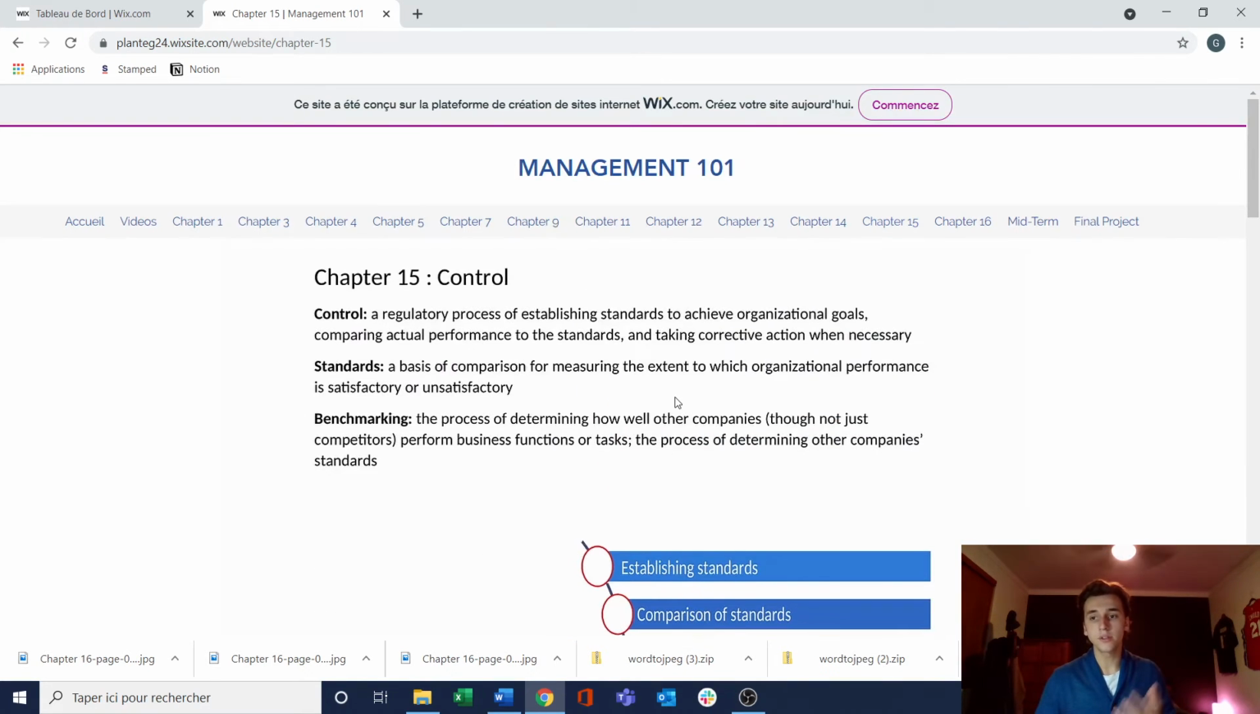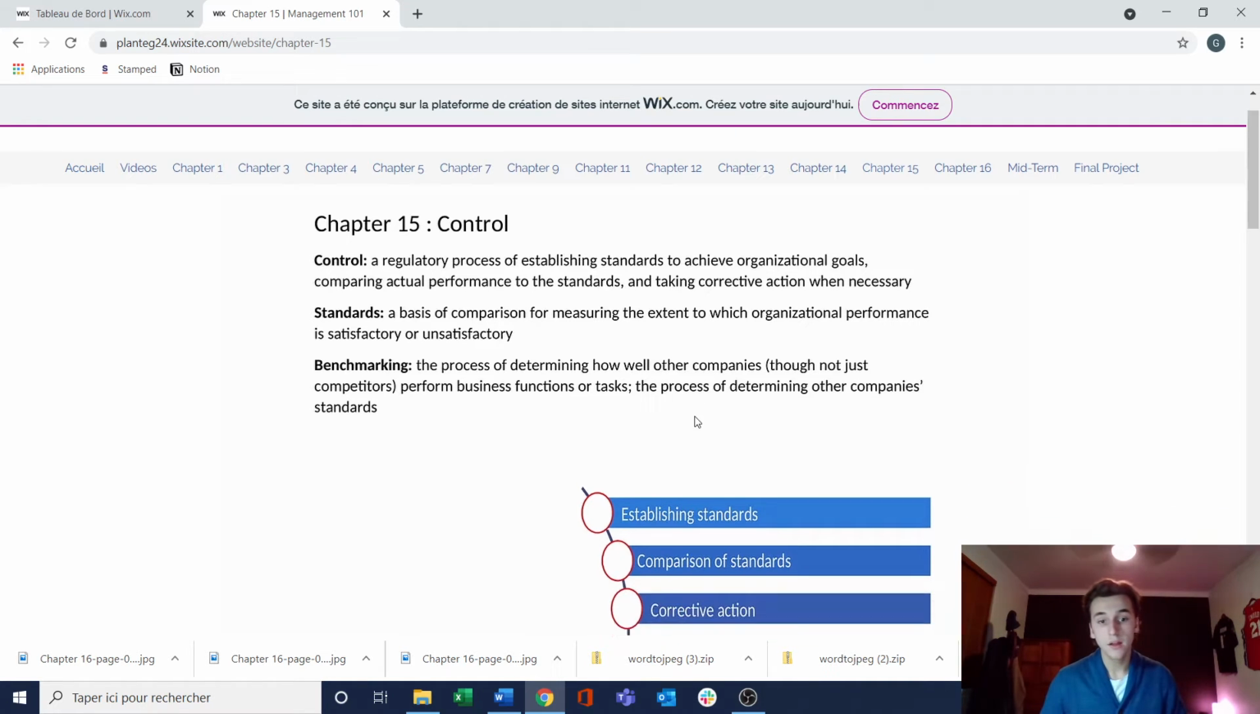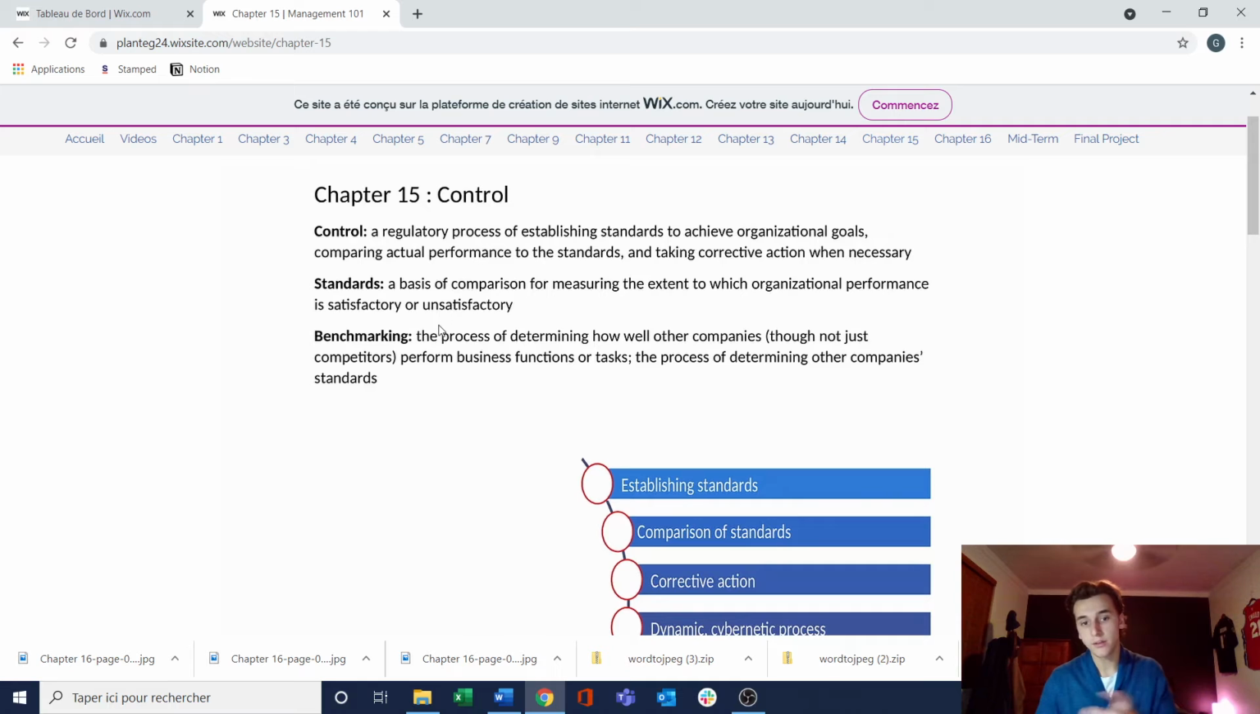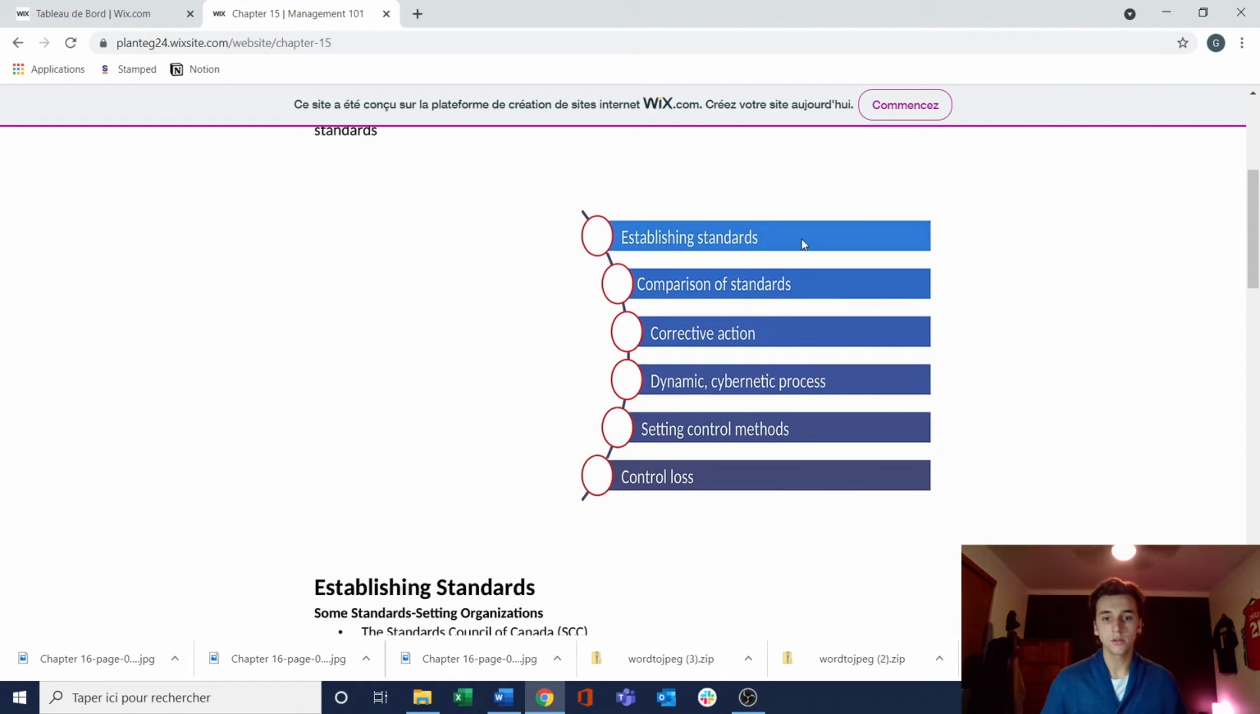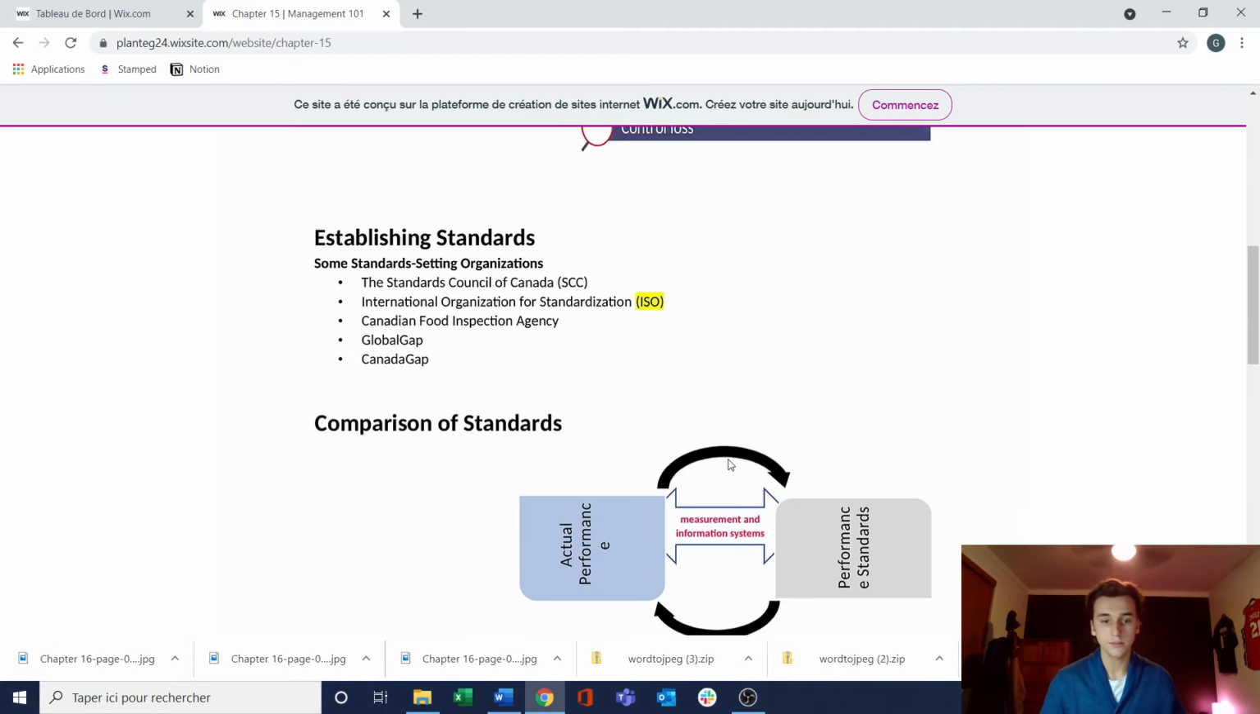So these are the standards for how your business should operate in this type of industry. It is a way to communicate between businesses throughout the world which standard is the best and the most efficient. So you can compare yourself with these standards using benchmarking. So here are the steps. You establish the standards, compare them, and take corrective action if needed. Dynamic cybernetic process, there's the setting control method, and then it can lead to control loss.